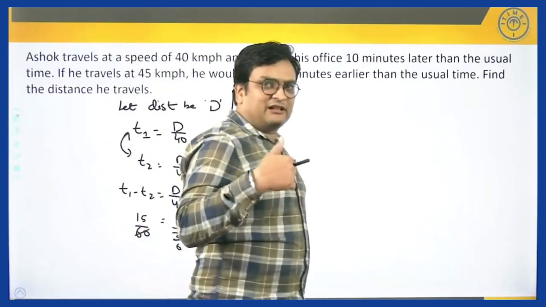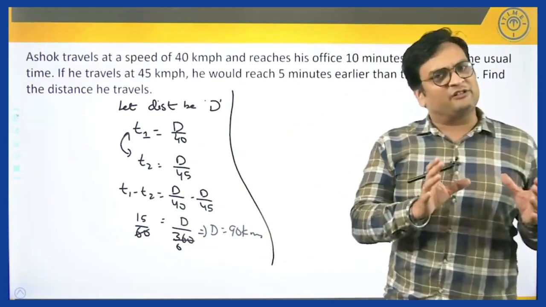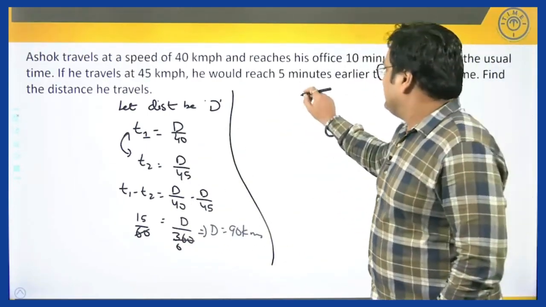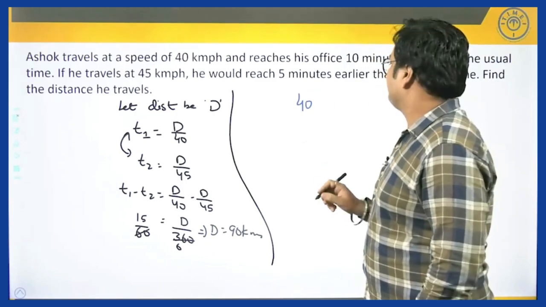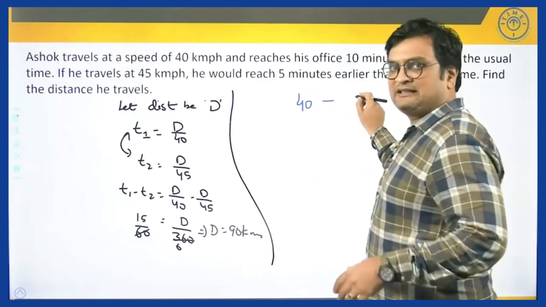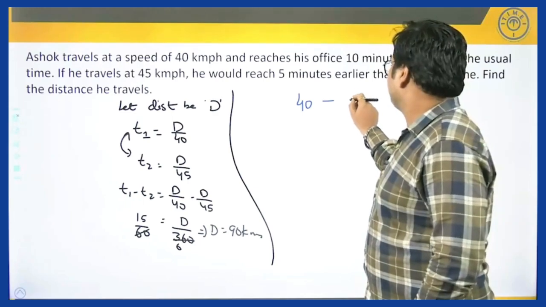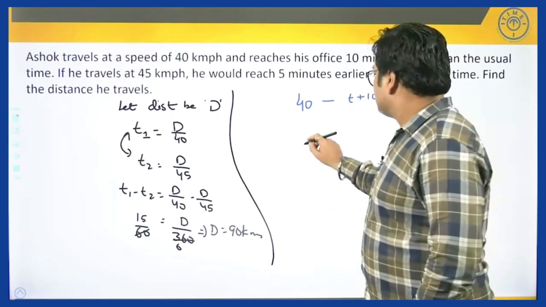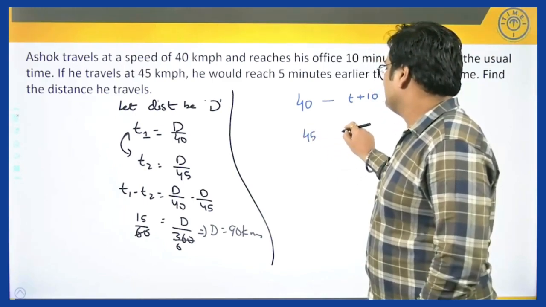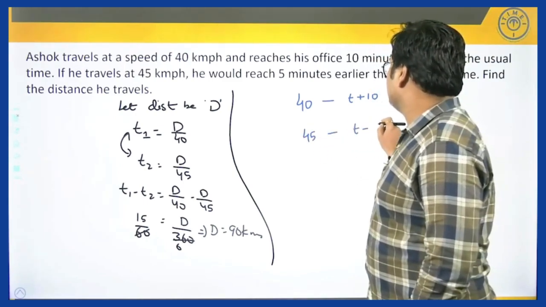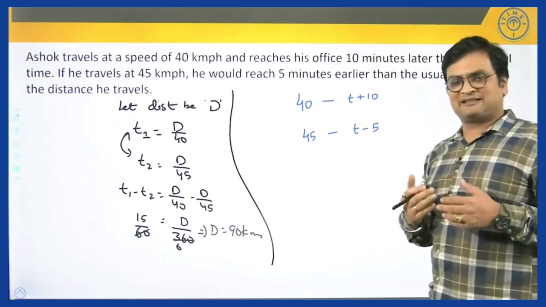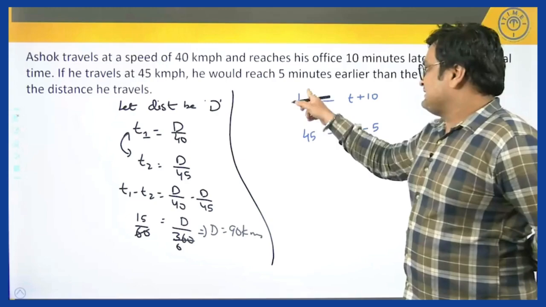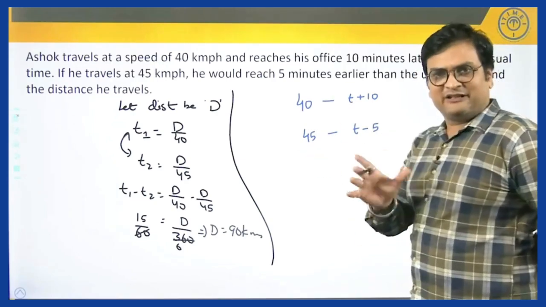But the same question can now be solved using the concept of variation also. Notice how. In the first case, we are traveling at 40. What's the time taken? It is 10 minutes more than the usual. So I am taking the usual time as t. Second case, 45, what is the time taken? 5 minutes earlier than the usual, t minus 5 minutes. So this is the speed factor, this is the time factor variable.